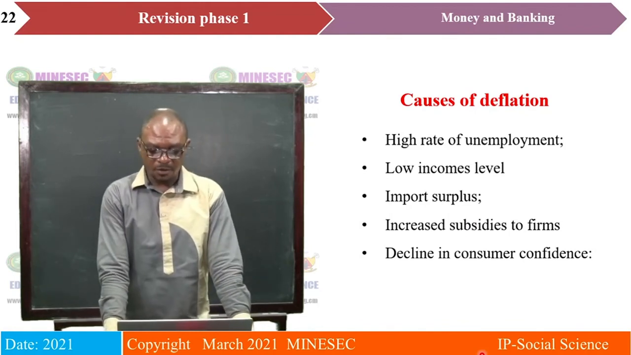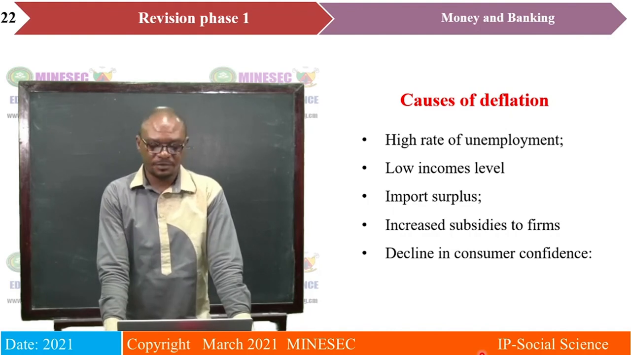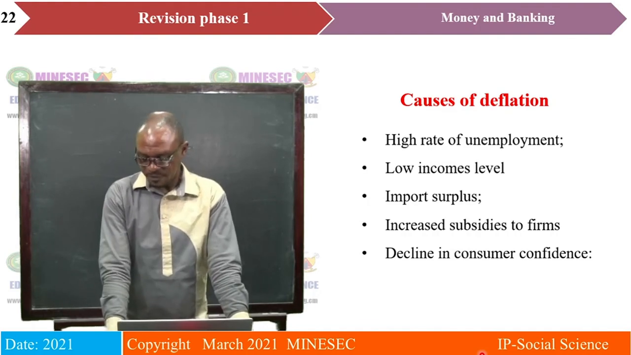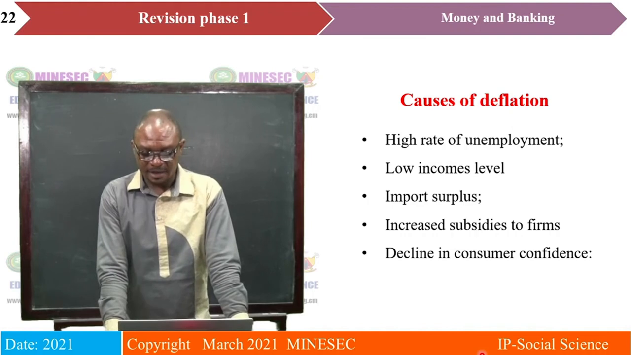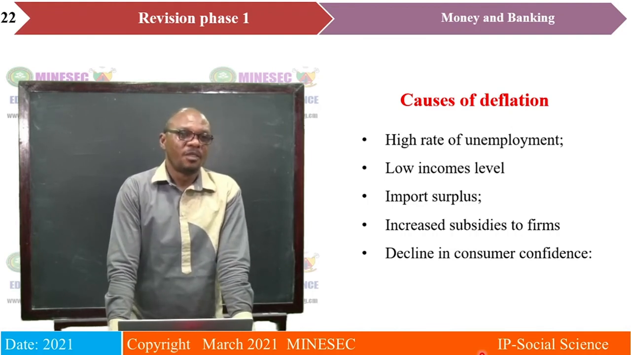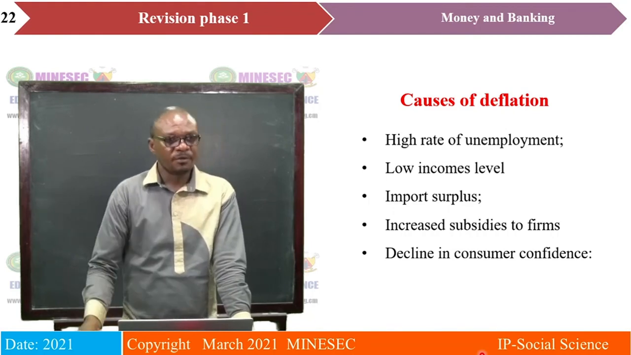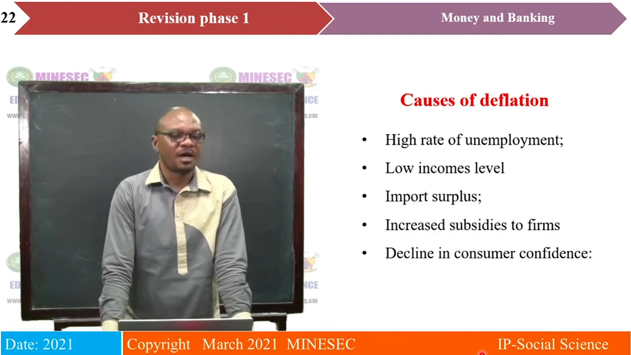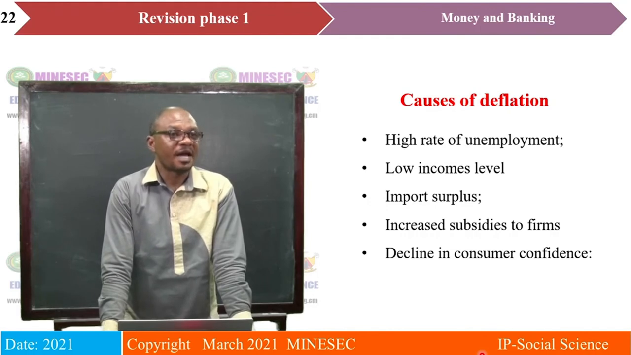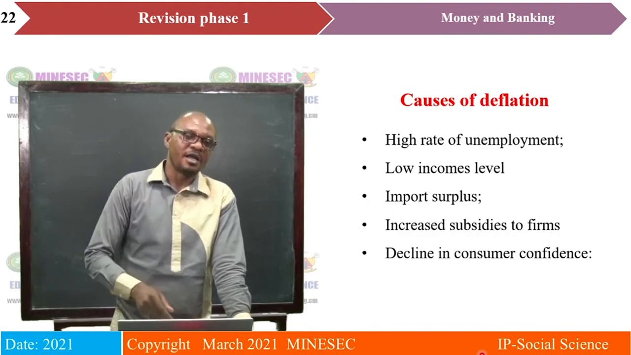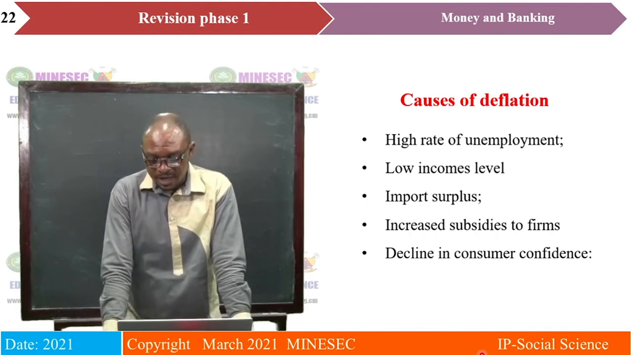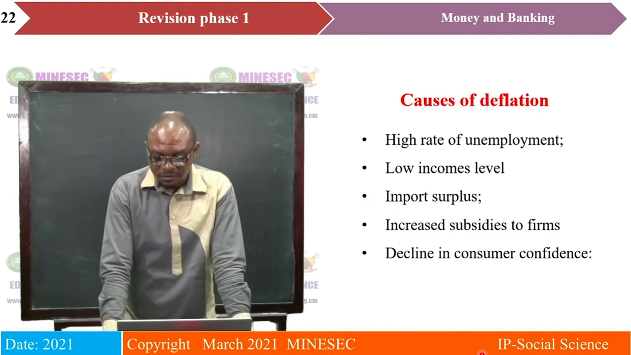Deflation may be caused by a number of factors. First, we have high rates of unemployment. When unemployment in an economy is high, then it means that people may not earn much income. People will be losing their source of income. And as a consequence, their ability to pay high prices of goods would be punctured. That would lead to a fall in demand, and that fall in demand would cause price level to go down. So one significant cause of deflation is high rate of unemployment.